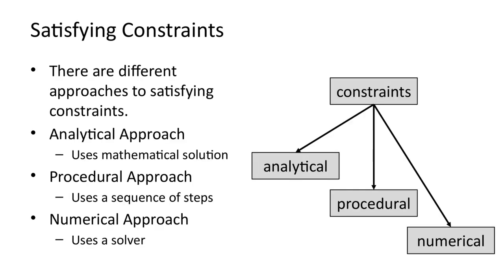When writing procedural code, there are many different approaches to solving constraints. We will look at three approaches. The analytical approach uses mathematics to satisfy simple constraints. The procedural approach defines a sequence of steps that lead to a solution that satisfies the constraint. The numerical approach uses a solver to search for solutions to more complex constraints.